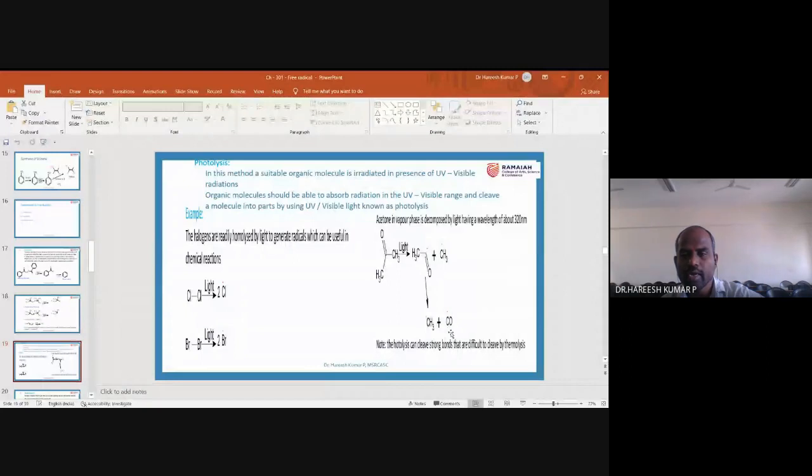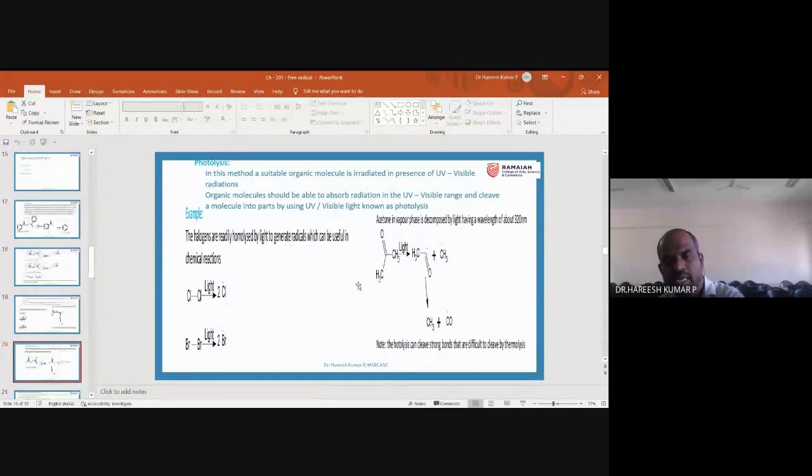One more method is photolysis. In the presence of sunlight or UV-visible light, a free radical is generated. For example, chlorine on irradiation with light gives chlorine radical. Similarly, bromine on irradiation with light gives rise to bromine radical. And acetone in the presence of sunlight gives rise to the acetyl free radical. This acetyl free radical further undergoes decarbonylation, that means homolytic cleavage between this carbon and this carbonyl carbon, giving rise to two radicals, carbonyl radical and methyl radical. So this is about photolysis.